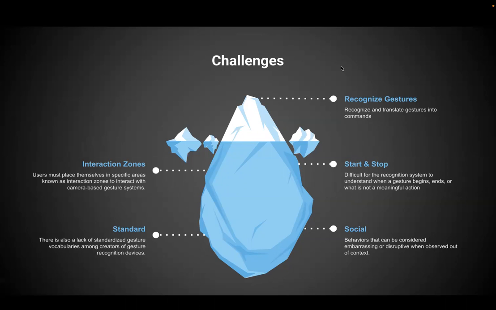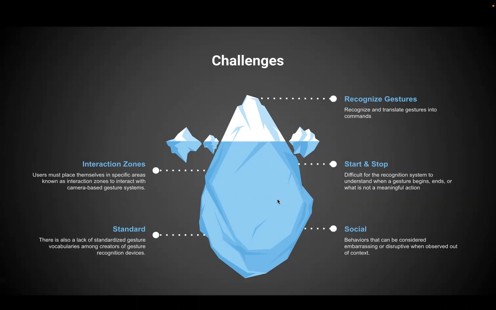One of the really obvious ones is gesture recognition. One of the things is how can we recognize the gesture and then translate the captured gesture into a command. This is one of the super obvious problems and challenges we are facing.